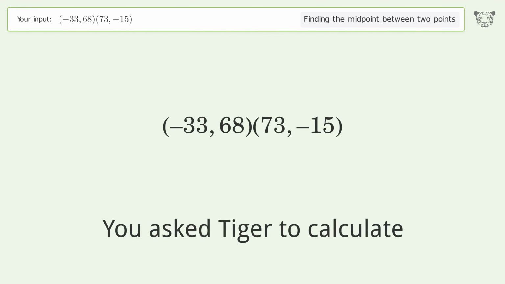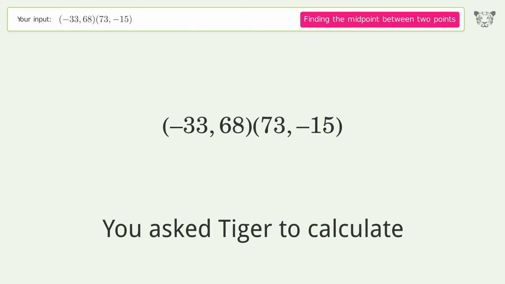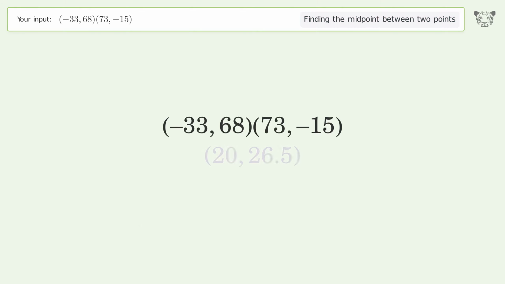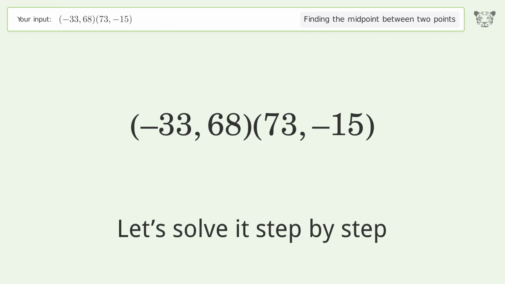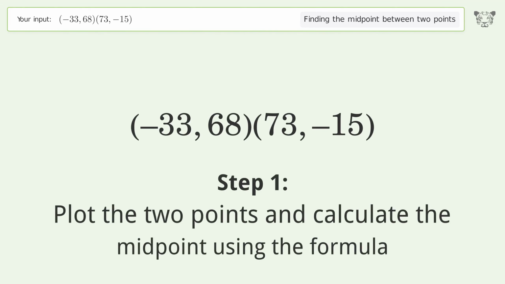You ask Tiger to calculate. This deals with finding the midpoint between 2 points. The midpoint between the 2 points is 20, 26.5. Let's solve it step by step. Plot the 2 points and calculate the midpoint using the formula.